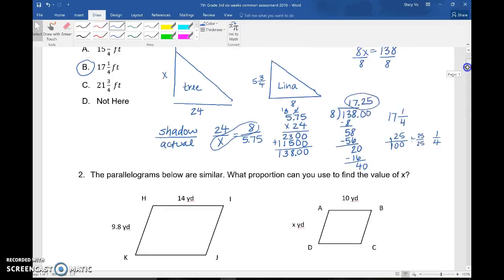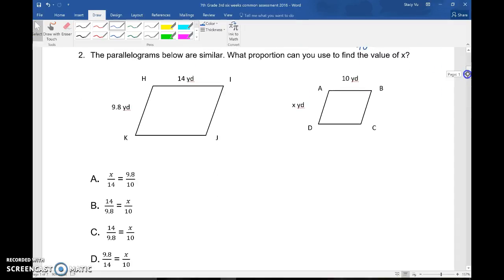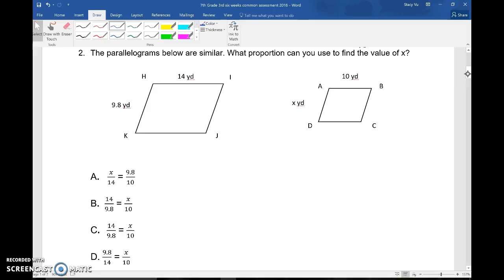All right, moving right along, let's look at this situation here. It says the parallelograms are similar. What proportion can you use to find the value of x? So first thing, I need to find my corresponding sides. So I know the dimension of HI, and so that corresponding side is AB. And then I have HK and AD.